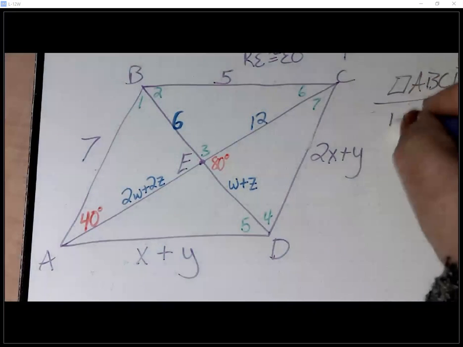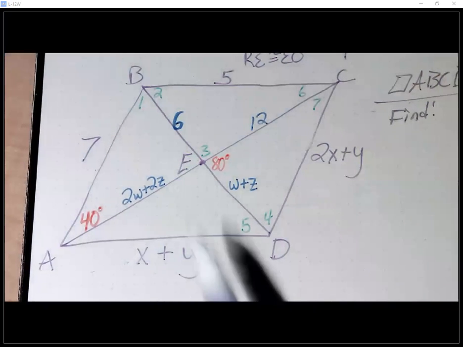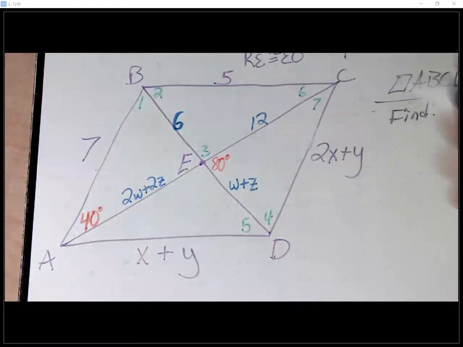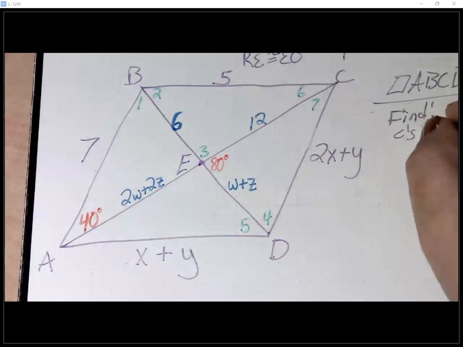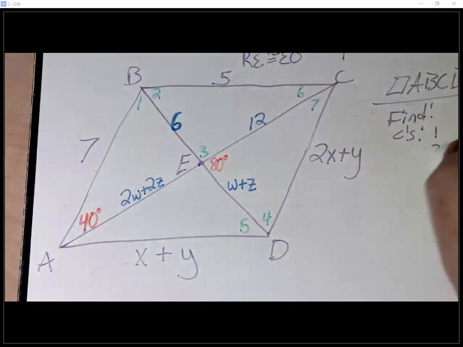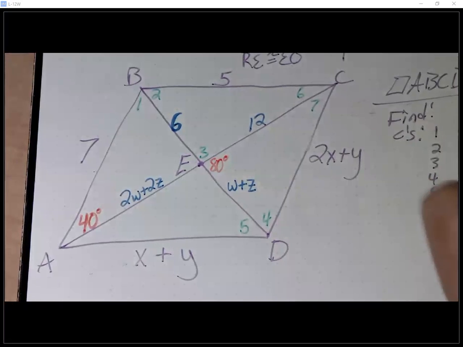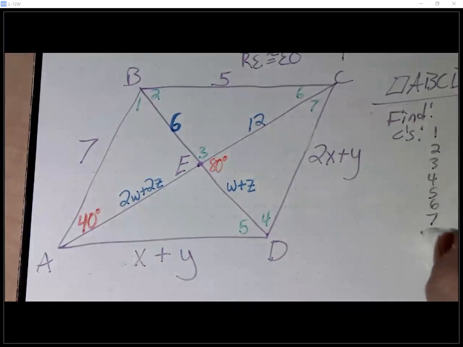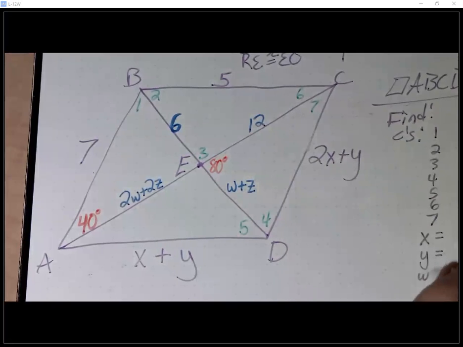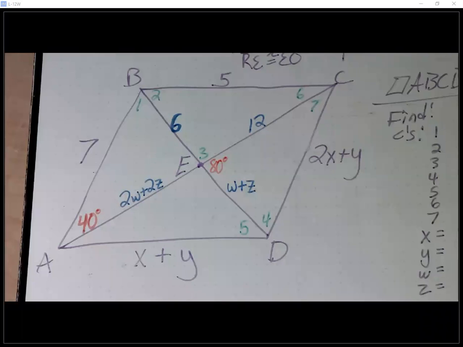I want you to find the following. All of these green things are angle measures. Find angles 1 through 7. And then I also want you to find me the value of X. Looks like we have W, X, Y, and Z. It does not matter in what order you find any of these things. Okay, try it.